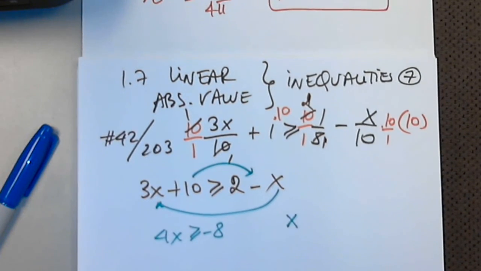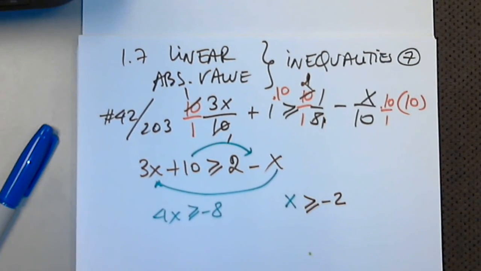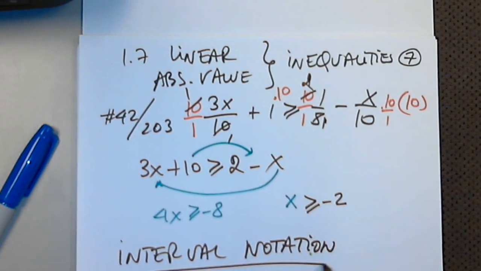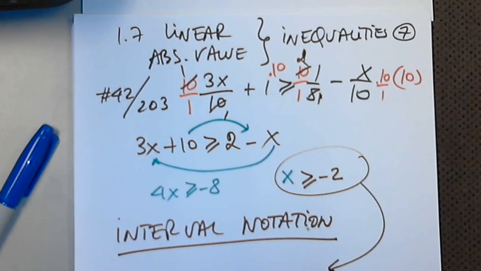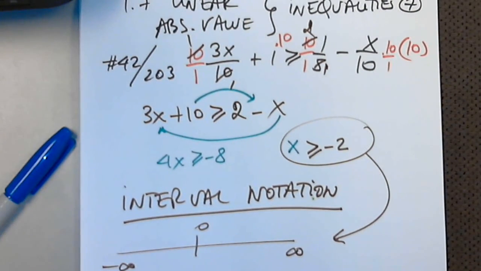Okay. So we divide both sides by 4, so x is greater than or equal to negative 2. Now, how do I present this in interval notation? So here's a real line. So let's take a look. Here's 0, negative infinity, infinity. No units are required here. I just illustrate to see which side we are going into.